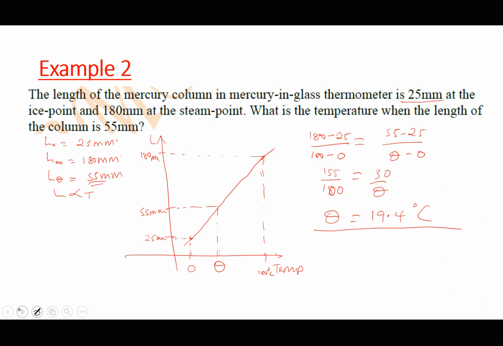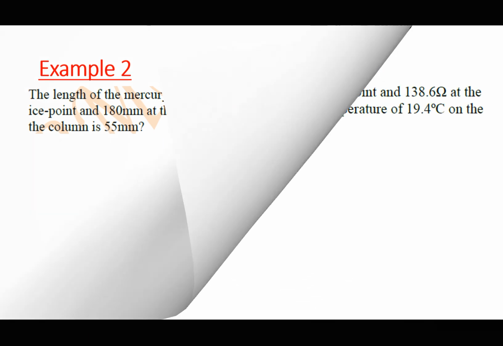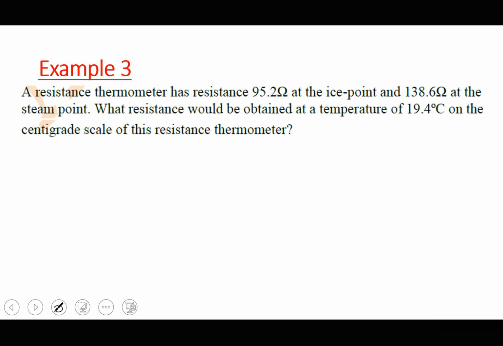Okay, maybe one more example. Let's call it example number 3. A resistance thermometer has a resistance of 95.2 ohms at ice point. So the property is the resistance of the thermometer. The resistance at ice point is 95.2 ohms, and 138.6 ohms at the steam point.